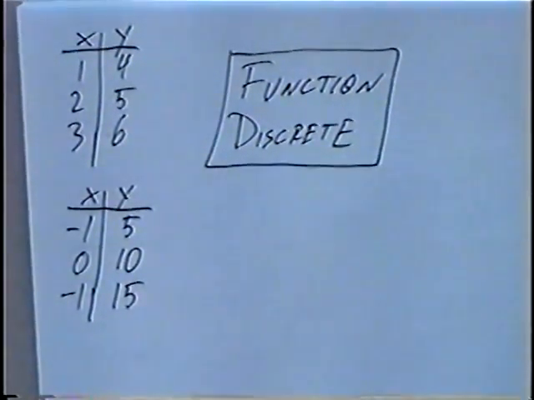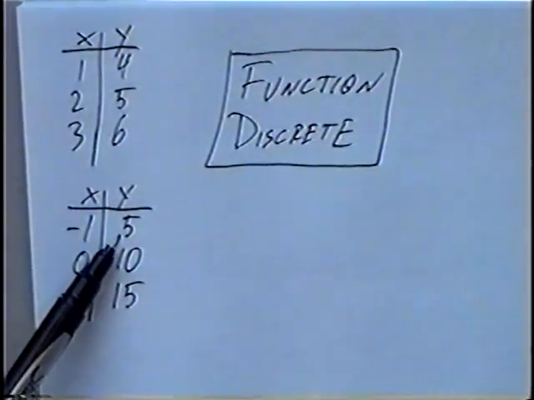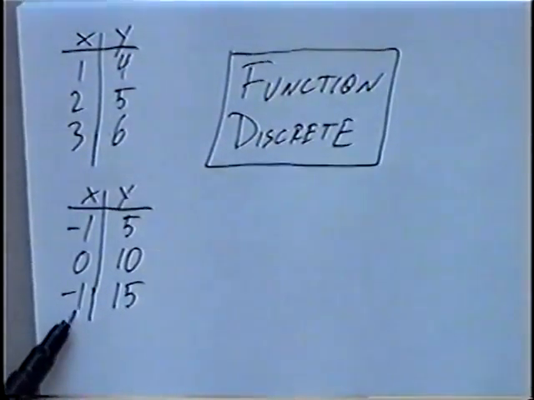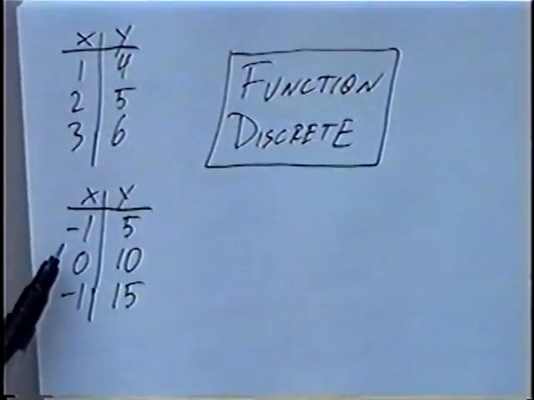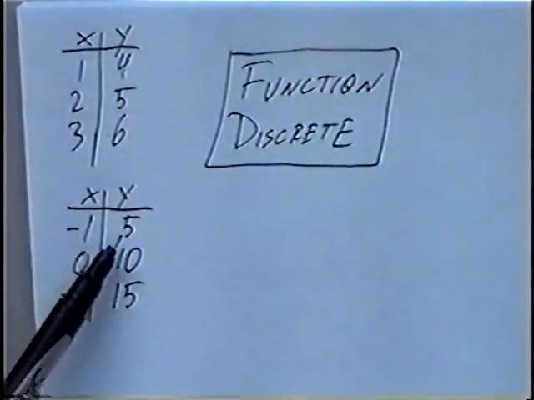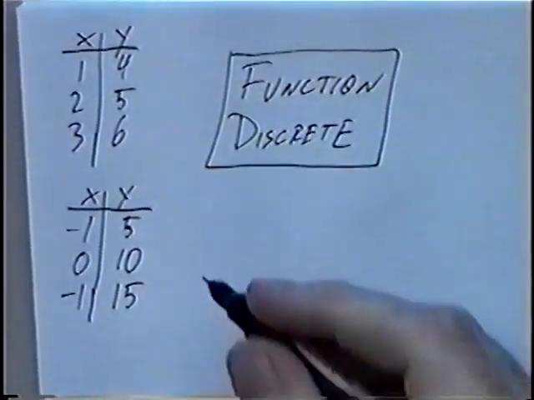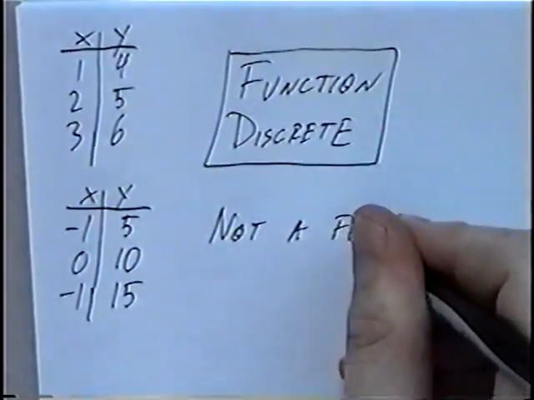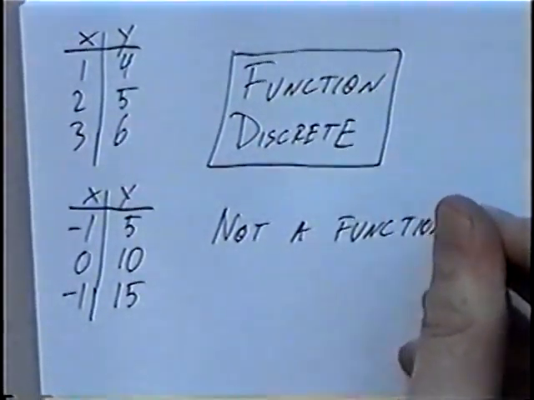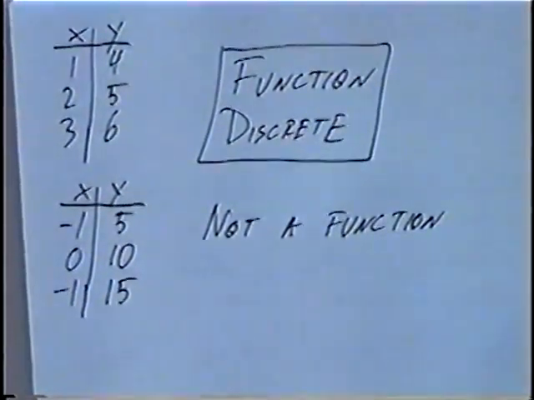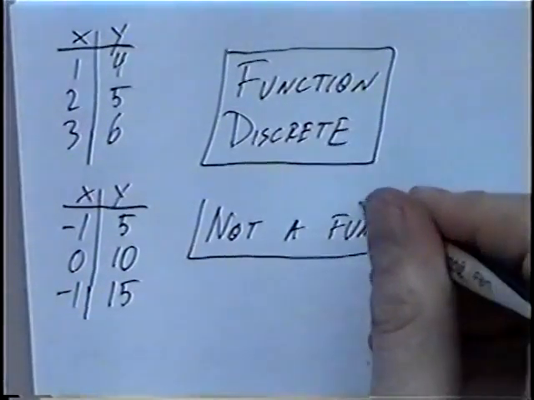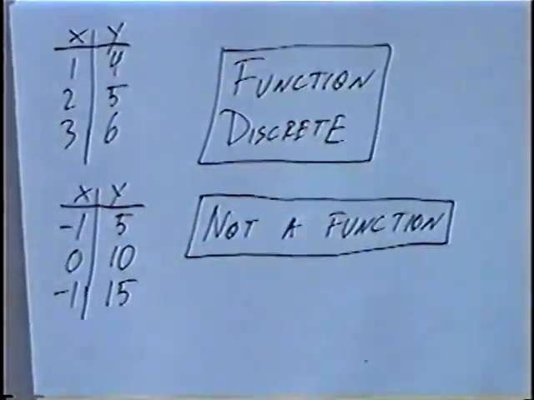1-to-1 means every x value has one y value. In this case, -1 has a y value of 5, and -1 also has a y value of 15. So if you have the same x value and they go to two different y values, that makes it not one-to-one or not a function. If it is not a function, it is neither discrete nor continuous, so the answer would just be not a function.